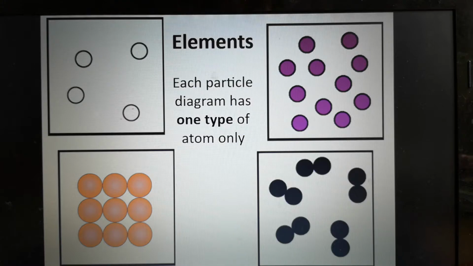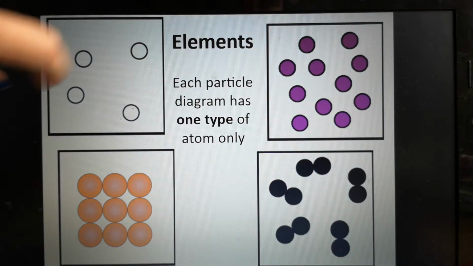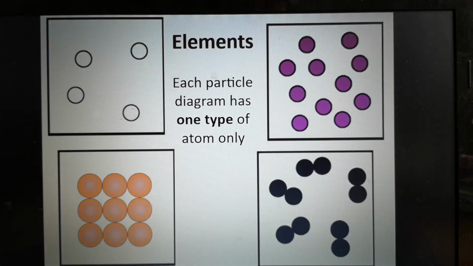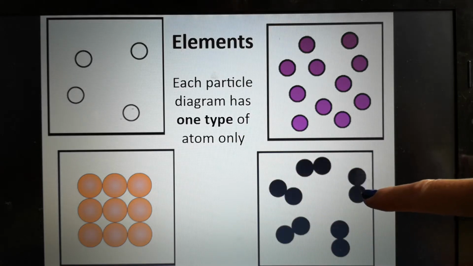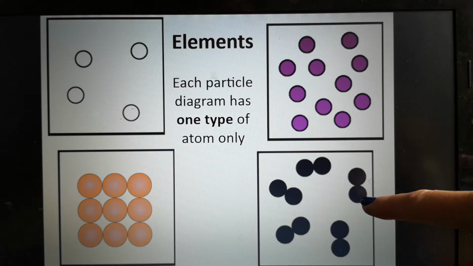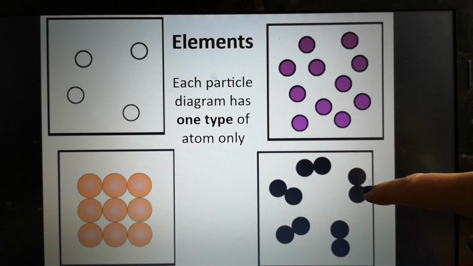So we can find out a lot from a particle diagram. These are all elements. This is a gas element, this is a liquid element, and this is a solid element. This down here, it's still an element because there's only one type of atom there, but we call it a molecule because we've got the two atoms joined together.